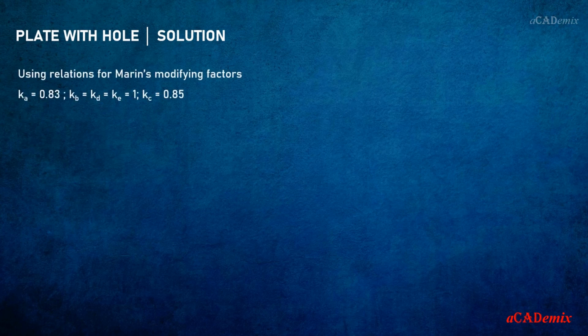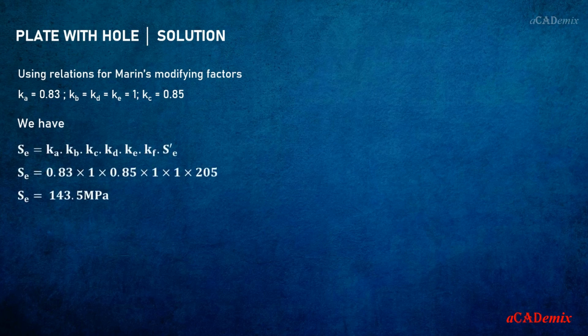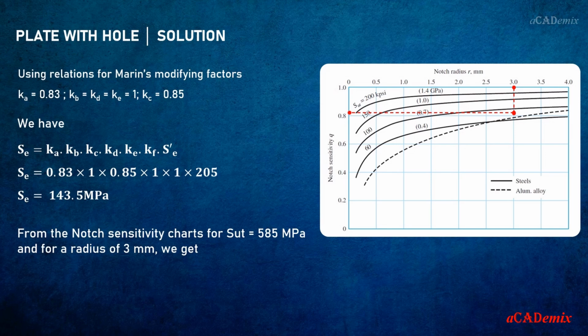Using the Marin's relation, we can calculate the values. Surface modification factor Ka as 0.83. Since it is an axial loading, the load factor Kc is taken as 0.85. All other remaining modifying factors are taken as 1. We know the relation for endurance limit. Substituting the values of modifying factors and the test specimen endurance limit value in the equation, we get the limit value as 143.5 MPa. From the notch sensitivity chart for the ultimate strength of 585 megapascal and for a notch radius of 3 mm, we get notch sensitivity value Q as 0.83.